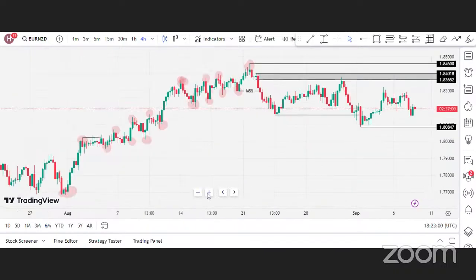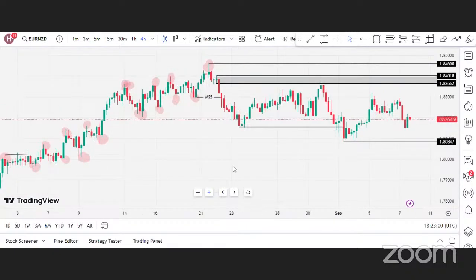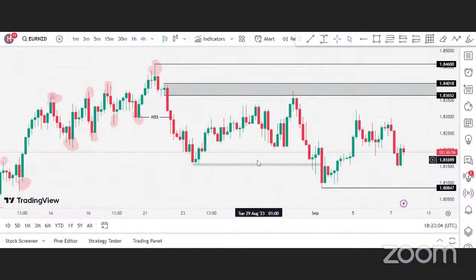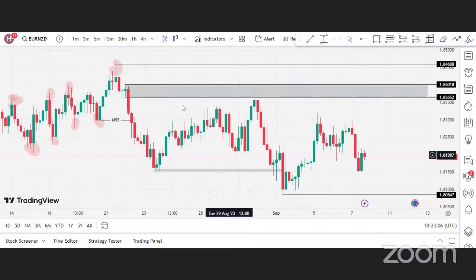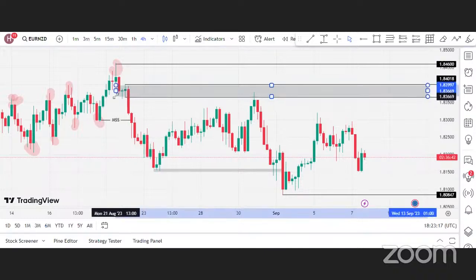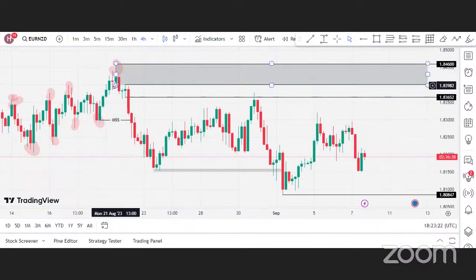I want to make this as easy as possible. So we have this, and we have this here, and then we have this. Look at this. This is the 4-hour time frame.